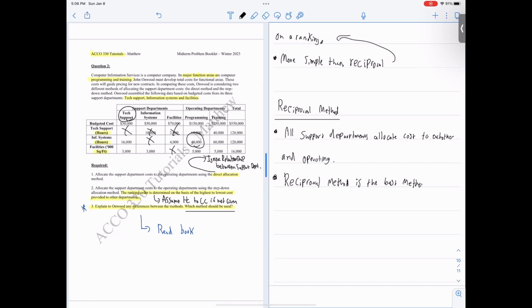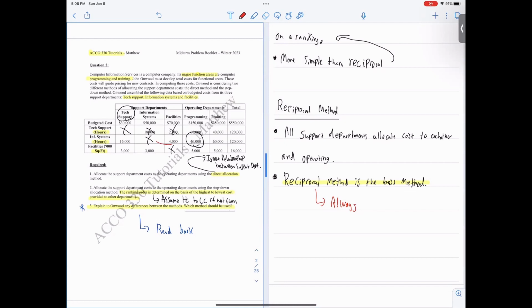Okay, guys? In other words, this is the method you always recommend. You always recommend reciprocal. All right? Why? Because it's the most fair. You should be allocated costs based on the amount you use. So the direct and step down ignores some allocations. So for example, guys, you see how tech support helps information systems and facilities.